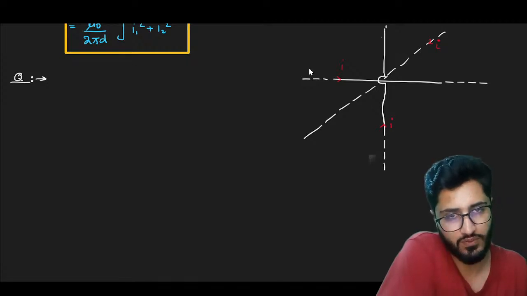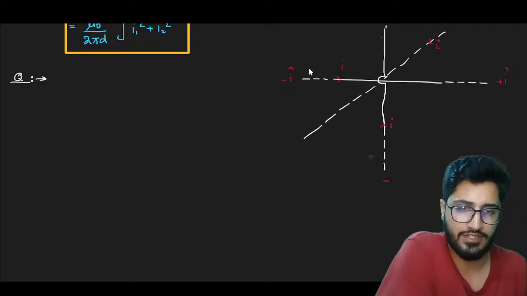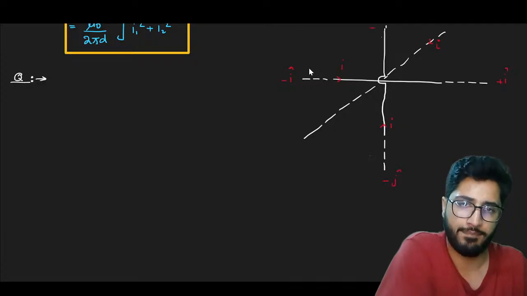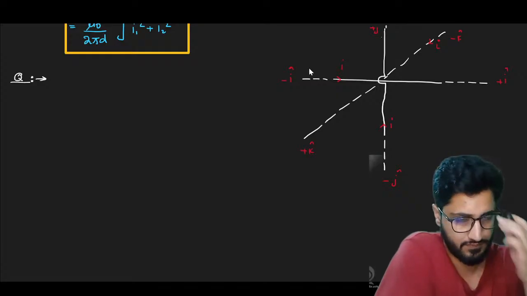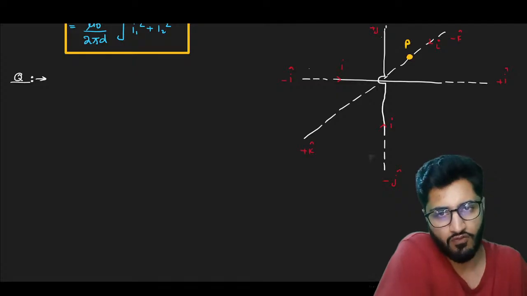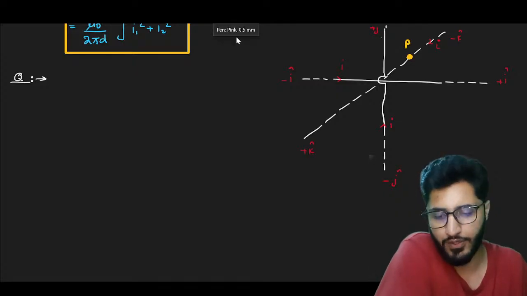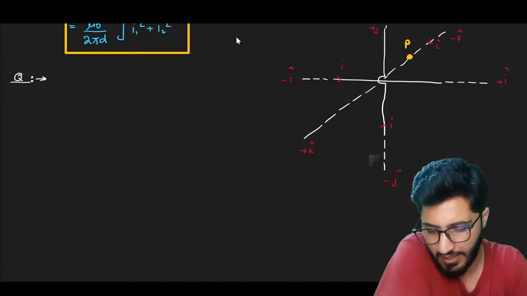There are three axes now. X, that means this is plus I cap. This one is minus I cap. This one is minus J cap, plus J cap, plus K cap, minus K cap. Now my point is here. This one, point P. We need to find the magnetic field at this particular point P.